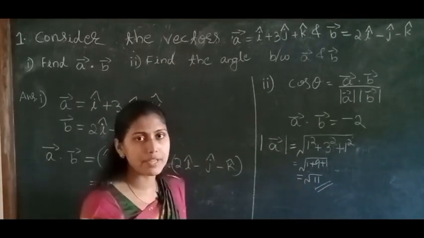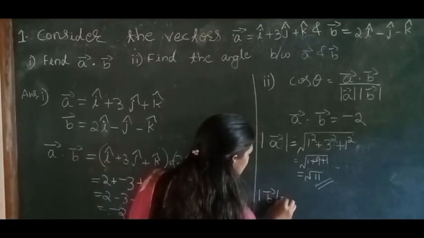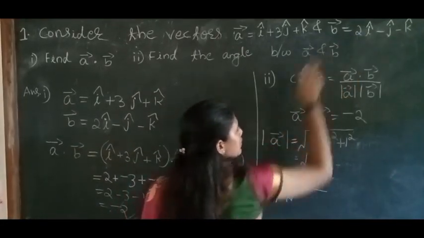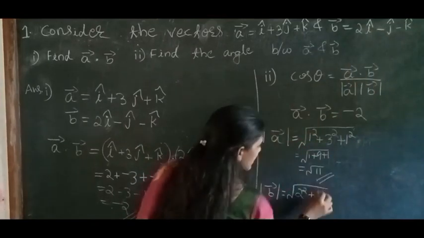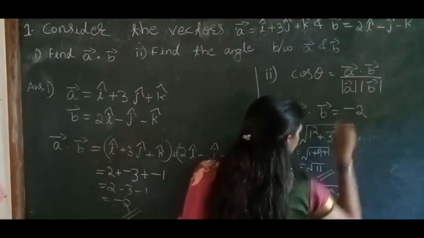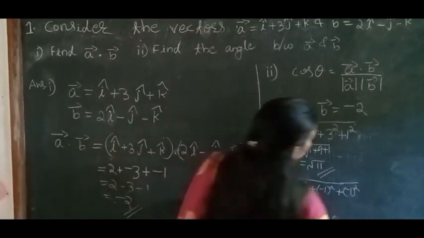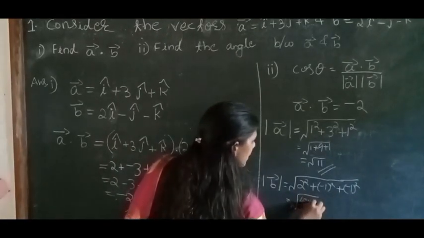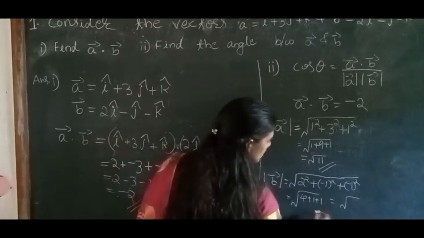Now we have to find mod vector B. Modulus of vector B is equal to square root of 2 square plus minus 1 square plus minus 1 square, which is equal to root of 4 plus 1 plus 1, which is equal to root 6.